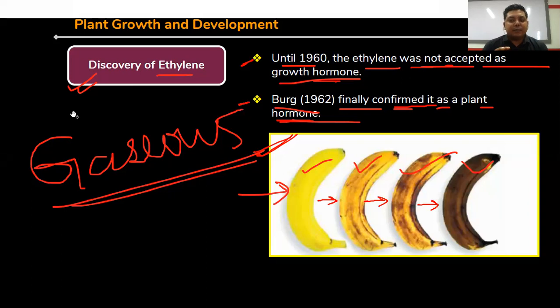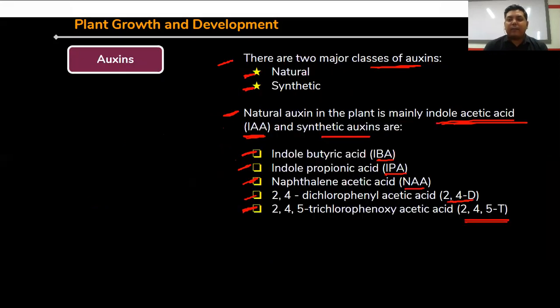Clear? So there are a total of 5 plant growth regulators, and already you have learned about their discovery. Their discovery is important for your exam. Now we have to read the functions of these 5 plant growth regulators, and their composition. These are very, very important for your NEET exam. So the first one is auxin.